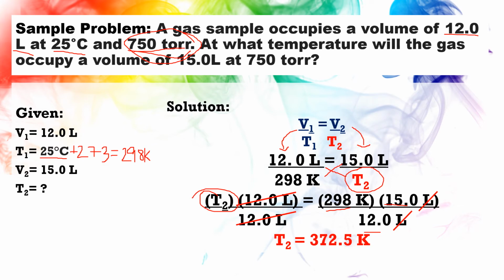So again, volume and temperature in Charles' law is directly proportional. So let's check. The volume in here is from 12 to 15 liters. So there is an increase in volume. So we expect that there will also be an increase in temperature. So from 298 to 372.5 kelvins, that is an increase. So it's already correct.